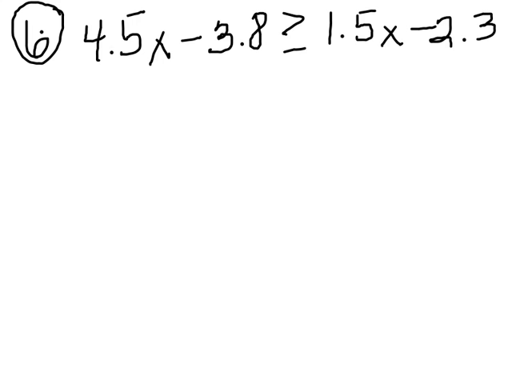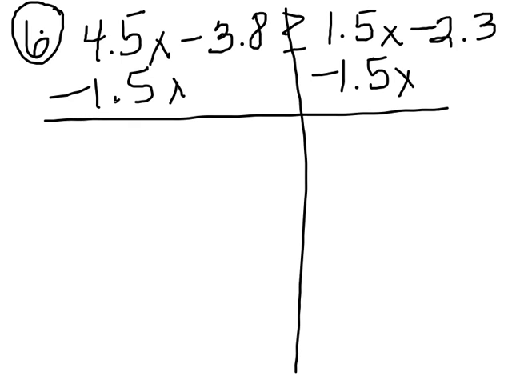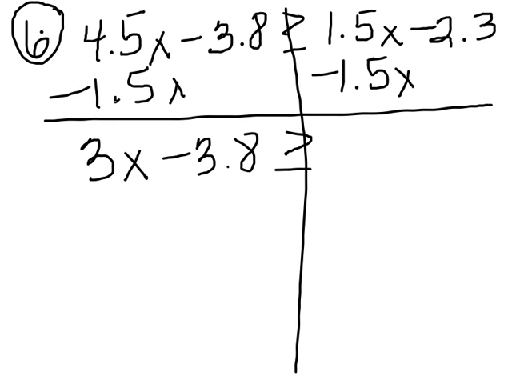All right, going on to number 6. The first thing we're always going to do is get our letters together. So we're going to subtract 1.5x from both sides. And remember, you guys can use your calculators. So 4.5 minus 1.5 is going to be 3x. We're just going to copy down the rest of the problem just as is.